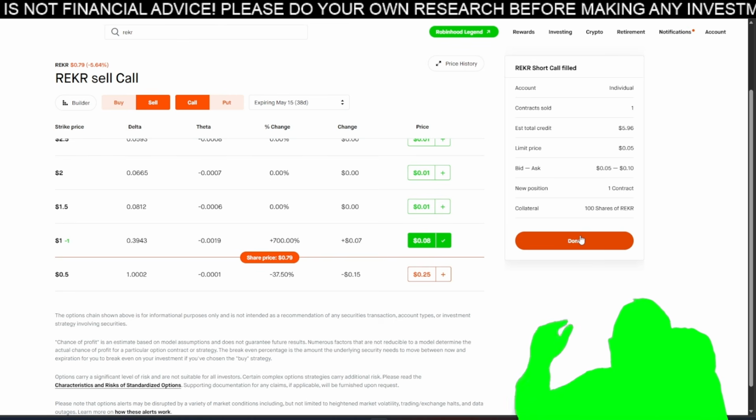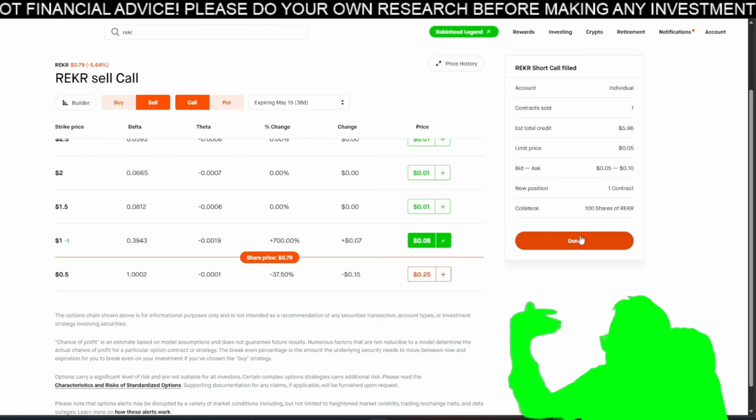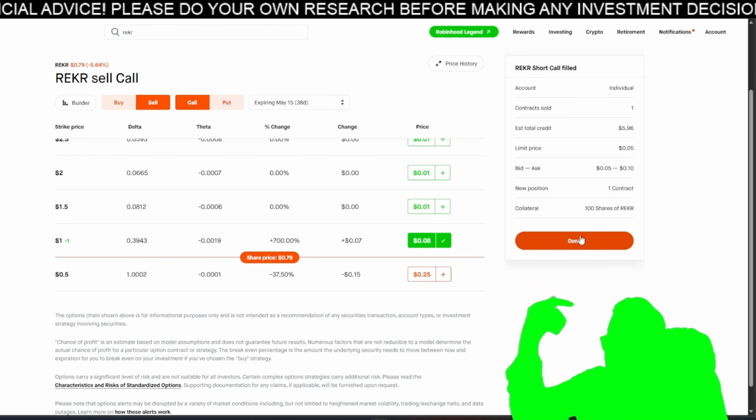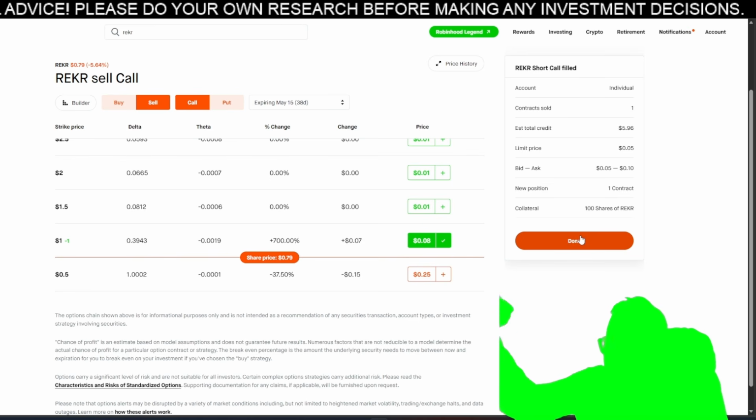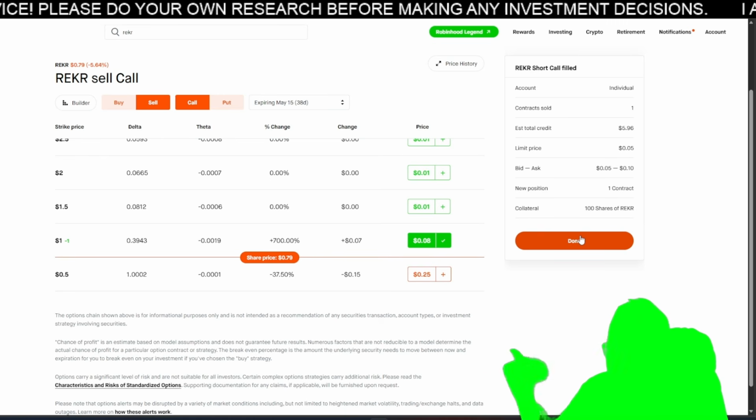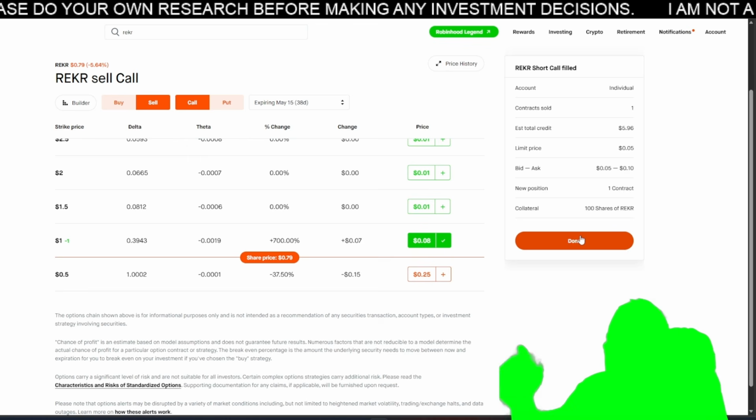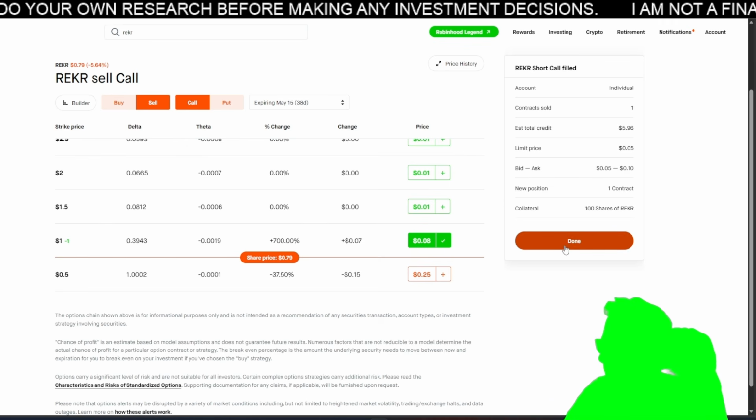And again, if Record goes to $1, then those 100 shares I just bought for 79 cents get exercised, and we make 20 cents per share there. So $20 there, plus the $6 premium, $26 potential ROI here. Out of 78, that's really, really good returns. Obviously, I have no idea.